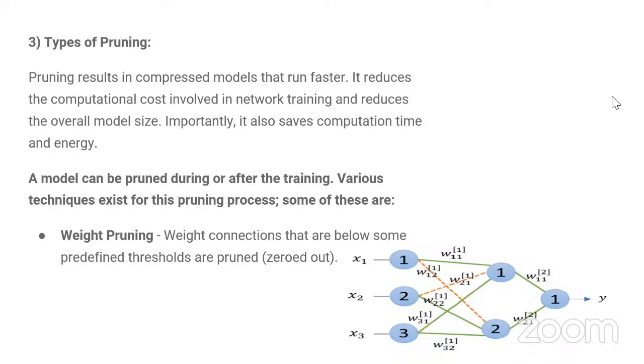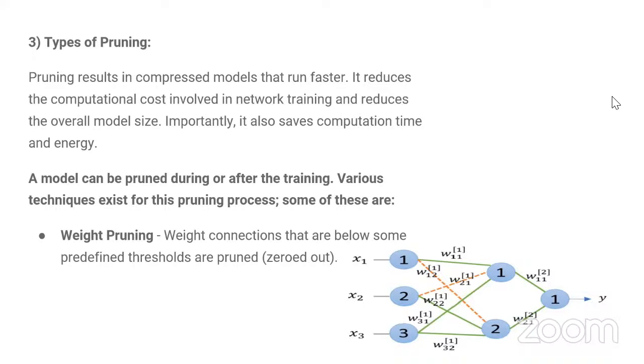Then there are types of pruning. Pruning results in compressed models that run faster. It reduces the computational cost involved in network training and reduces the overall model size, and importantly, it saves computational time and energy as well. A model can be pruned during or after training. Various techniques exist for this pruning process.